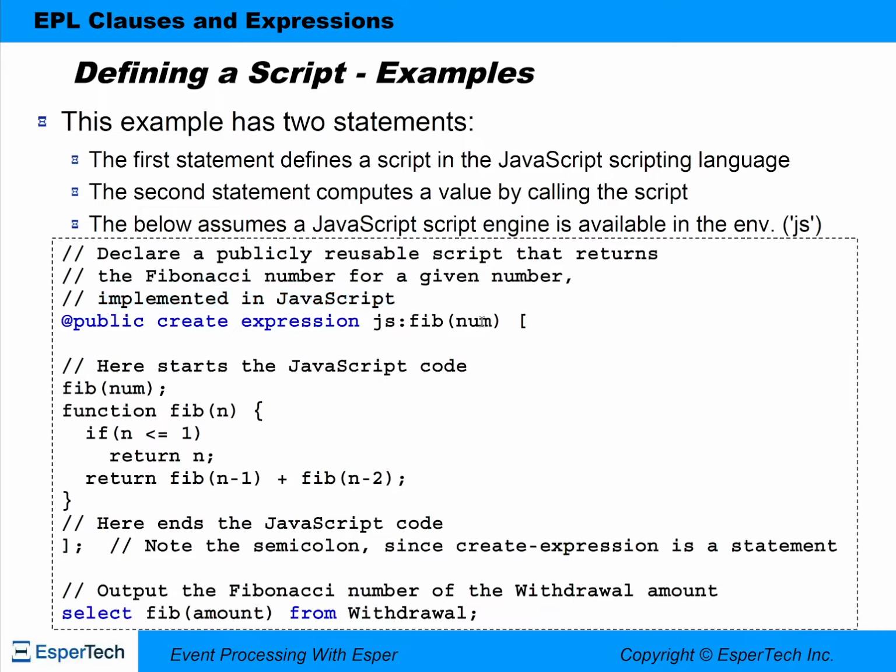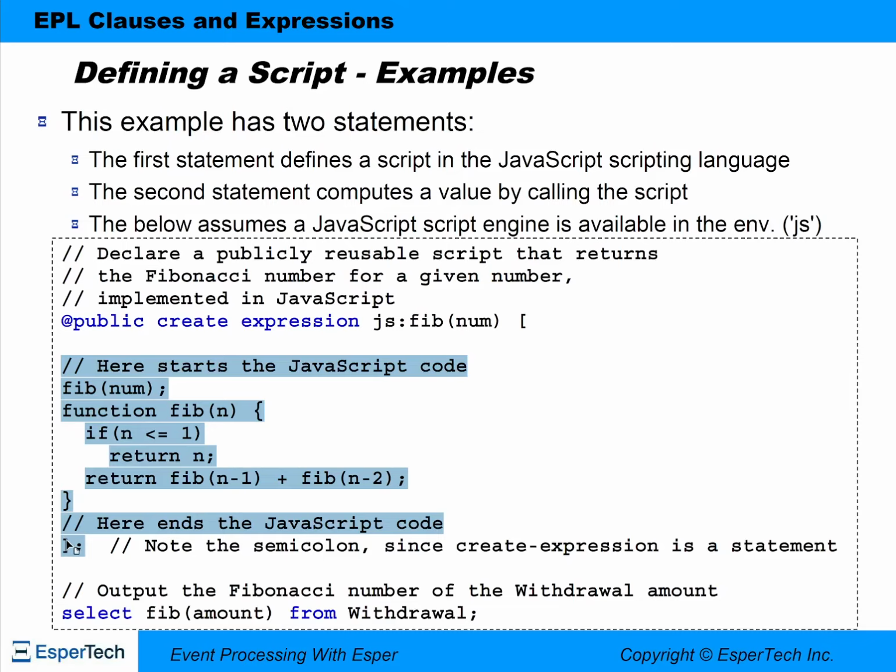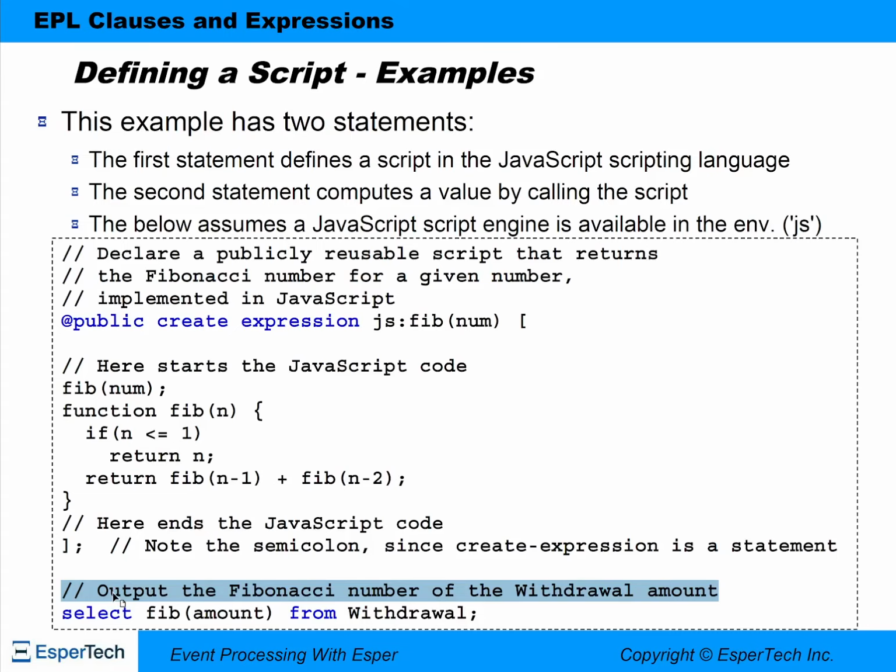At public, create expression JS fib parenthesis num, square brackets, the JavaScript script that computes the Fibonacci number is below, square brackets. The next statement outputs the Fibonacci number of the withdrawal amount. Select fib parenthesis amount from withdrawal.